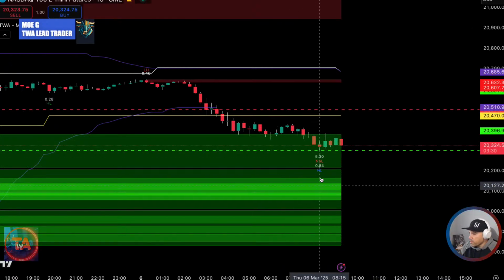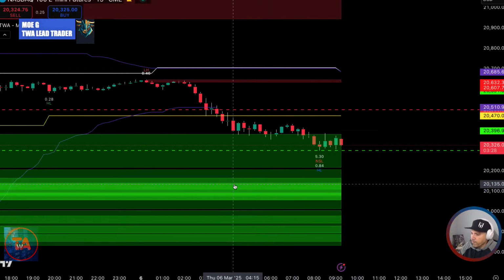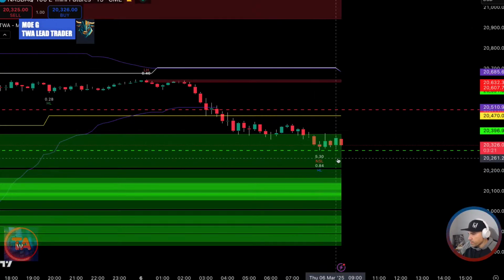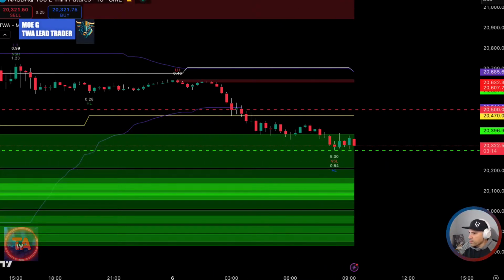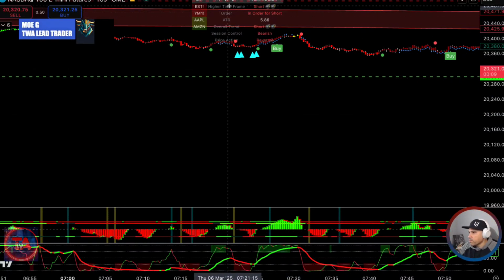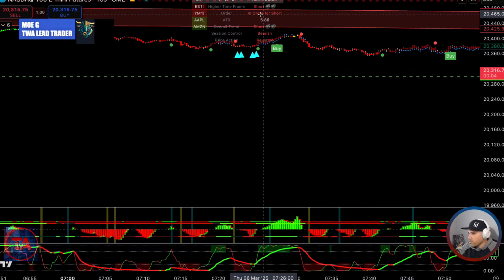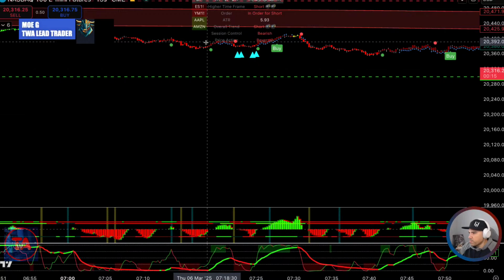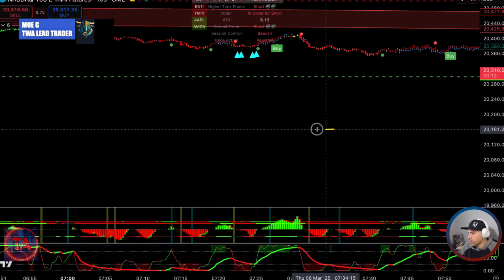As you can see on the TWA market structure indicator, right now we're looking at plenty of support at this area, and we will have to see if it can hold or if it breaks. Let's go look at the dashboard real quick. You can see on the dashboard right now we have higher time frames are short. Our order is trending short. Present session control is bearish, and we have price action is a bearish reversal.